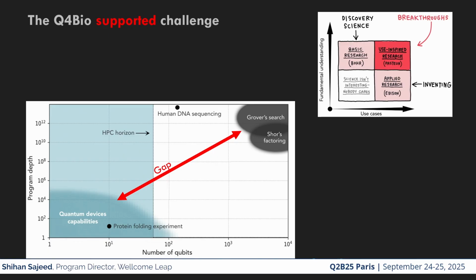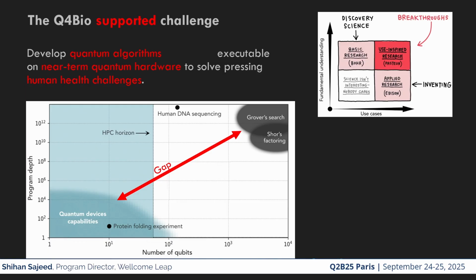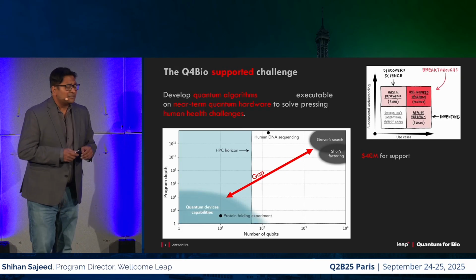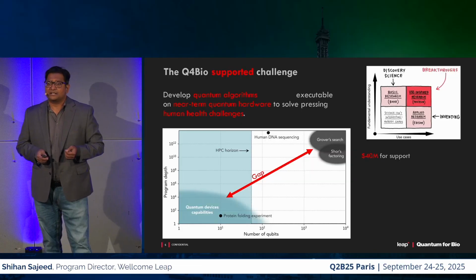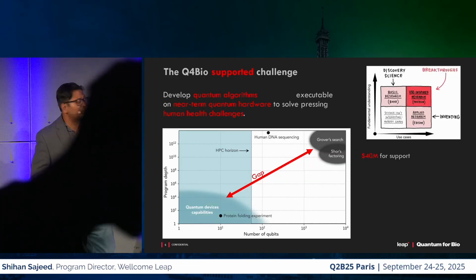And this is why the Q4Bio challenge was launched. The challenge goal is simple. Can we develop quantum algorithms that will work together with near-term computers to solve a human health problem? This was the challenge, and we asked participants to come forward and take part in this challenge program. We have put aside $40 million as support for whoever takes part in the challenge. And that is why we call it a supported challenge program.